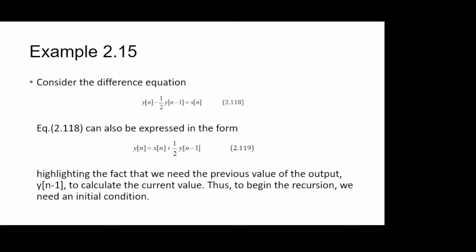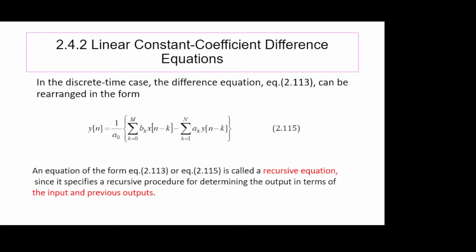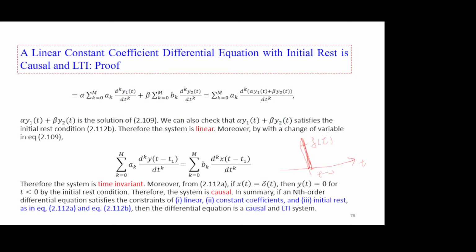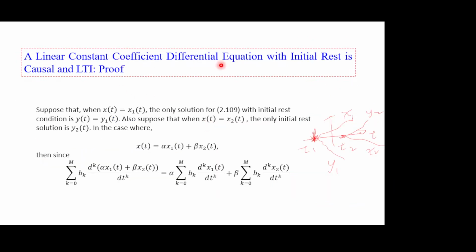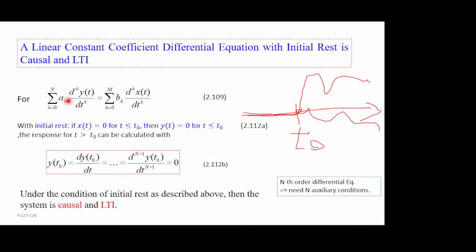Okay, so let's have a quick review from last time. I guess we should start from earlier. Last time we went over the linear constant coefficient differential equation or difference equation. The general form of the differential equation looks like this. So it's linear because all those input and output.